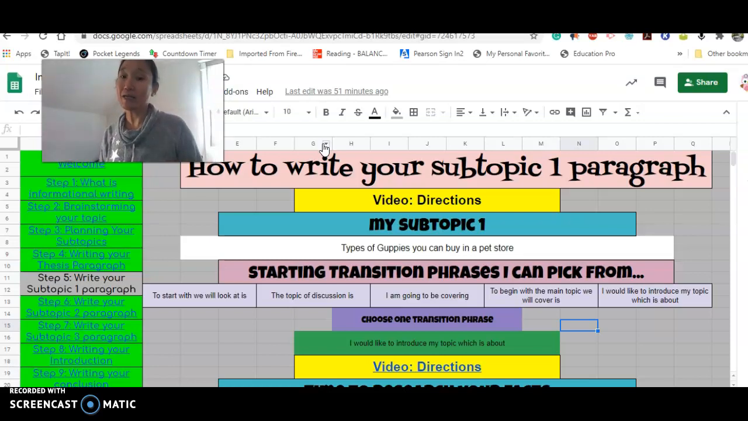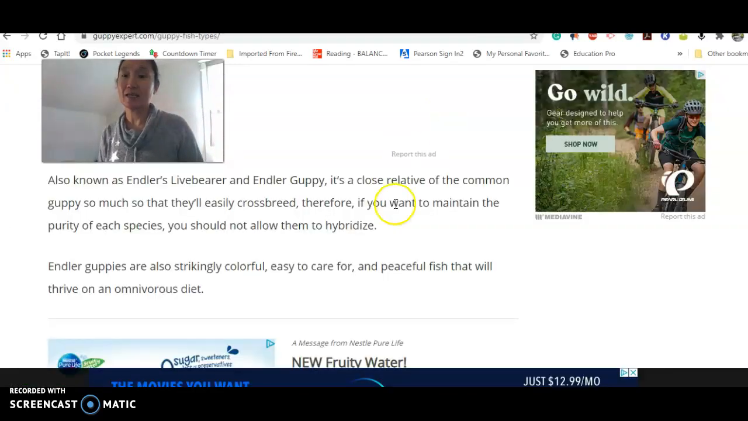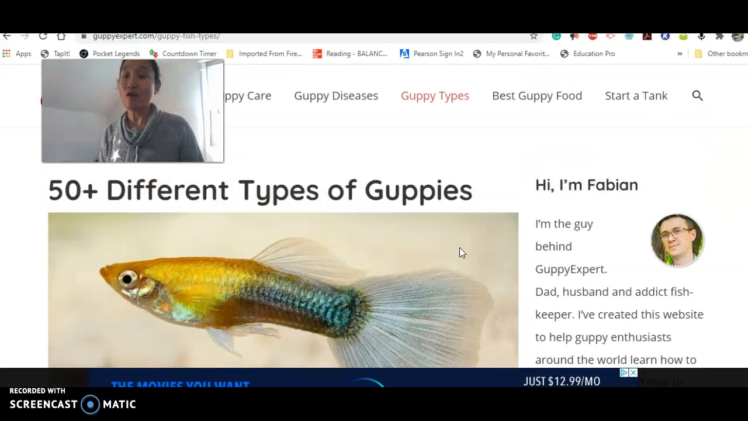Alright, so my subtopic is types of guppies you can buy in a pet store. And unless I'm deeply knowledgeable, which I'm not necessarily, I want to learn more and be able to explore the topic more. So I am going to Google and I'm typing in types of guppies, because I want to know, are there different types of guppies, and can I categorize those types into different families or species, that sort of thing. So I went ahead and did that, and I clicked on it, and I discovered that there are more than 50 different types of guppies.